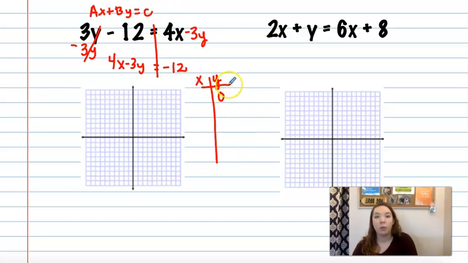All right, so when y is 0, that means I can cover up my y piece. Negative 12 divided by 4 is negative 3. When x is 0, negative 12 divided by negative 3 gives us a positive 4. And then I can plot those 2 points for my nice straight line.